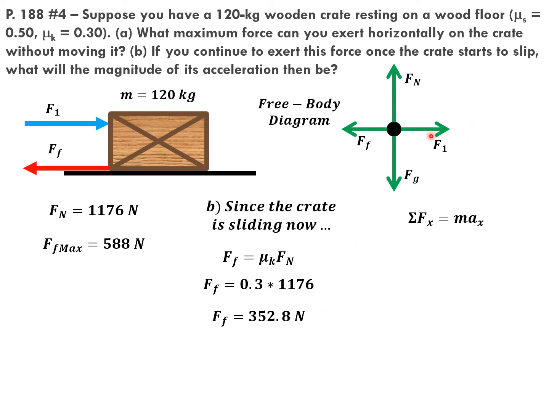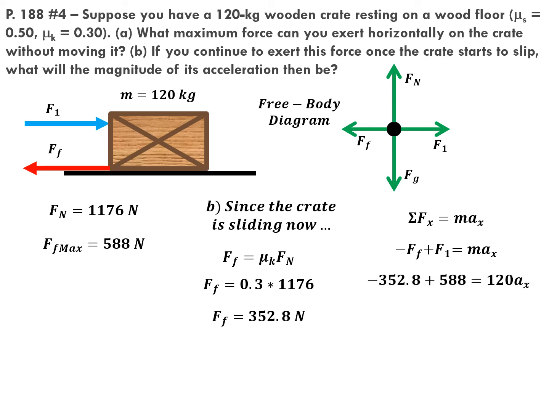Alright, to figure out the acceleration, we need to take the net force in the x direction, because that's the direction that it's accelerating in, so we need the net force in the x direction. Well, the forces we have in the x direction are force 1 and force of friction. Negative force of friction because it's in the negative direction. Force 1 is positive because it's in the positive direction. That's going to be equal to mass times acceleration.